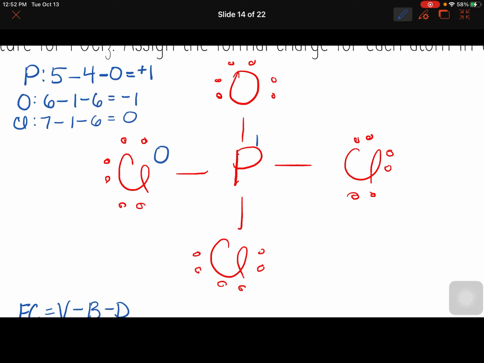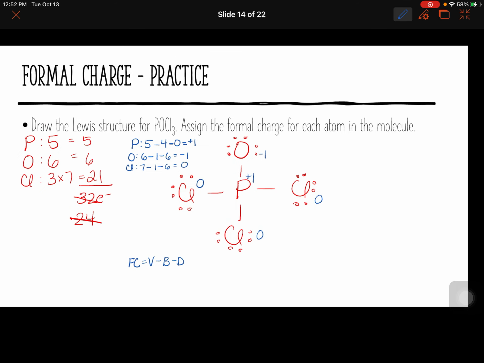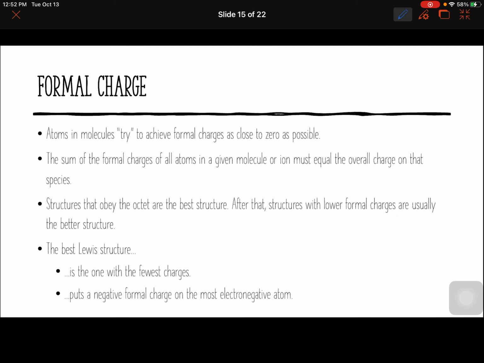So I'm going to write these numbers next to each of those elements. Okay, so those are the formal charges. Now, this particular molecule doesn't have other possible valid arrangements, but if it did, you would calculate the formal charges on all of the atoms in all the possible arrangements, and I'm going to show you how to evaluate which one is the best. But that's the process. It's valence minus bonds minus dots.